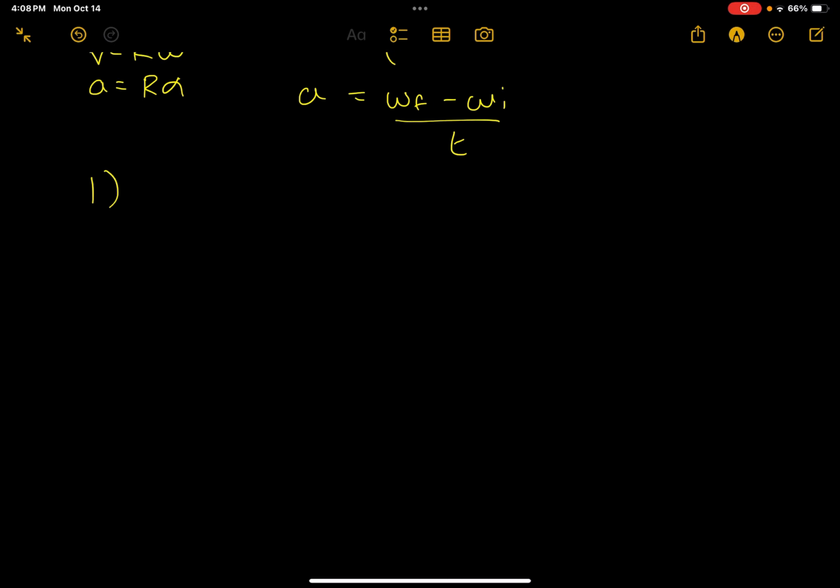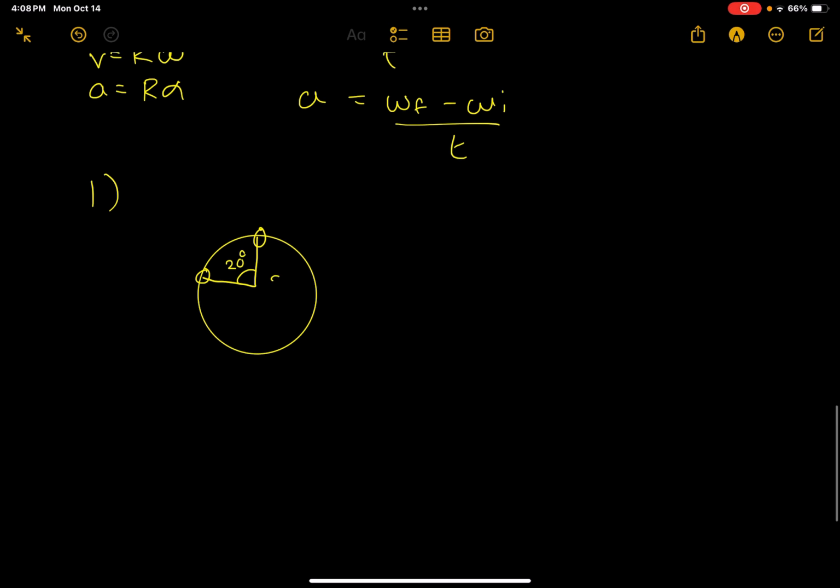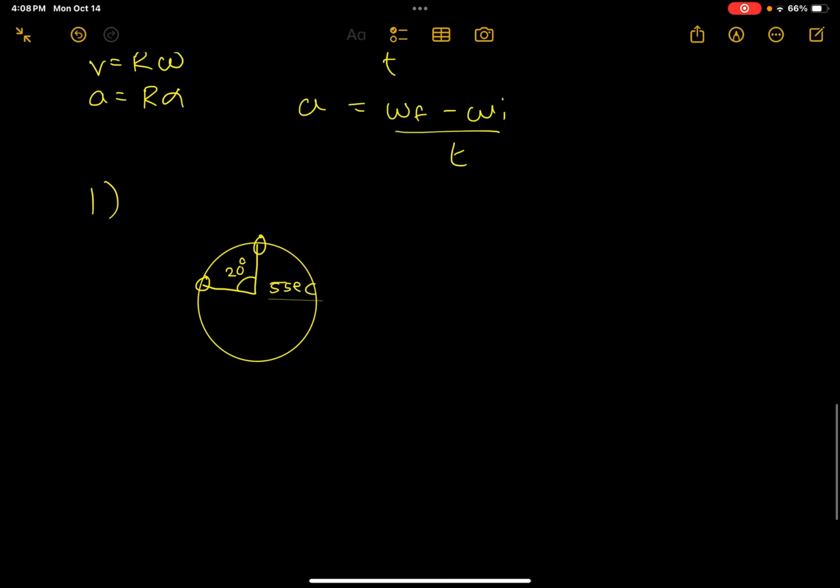A particle is moving on a circular path, and it covers an angle of 20 degrees in 5 seconds, and we want to calculate its angular velocity, and the radius is 8 meters. We want to calculate the velocity as well, not just the angular velocity but also the original velocity.